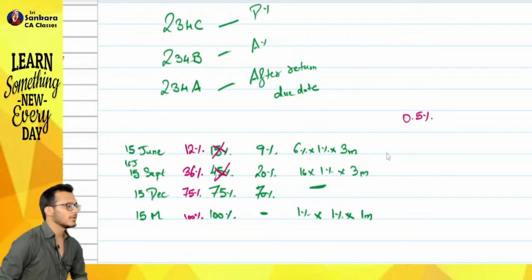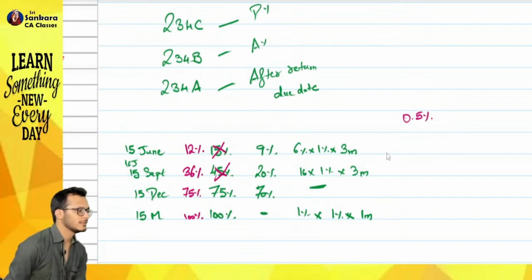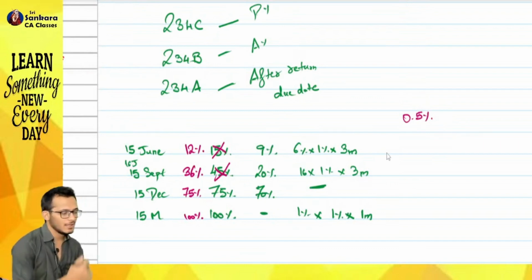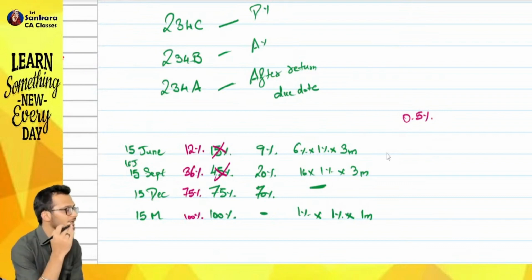So if you pay more than 100% and it results in a refund, whatever refund you get will be given along with interest at the rate of 0.5%. Final level syllabus, not relevant for you. Clear? Yes. Coming back to the provisions, we have completed 234C. Now completing our previous year, we are going into assessment year.